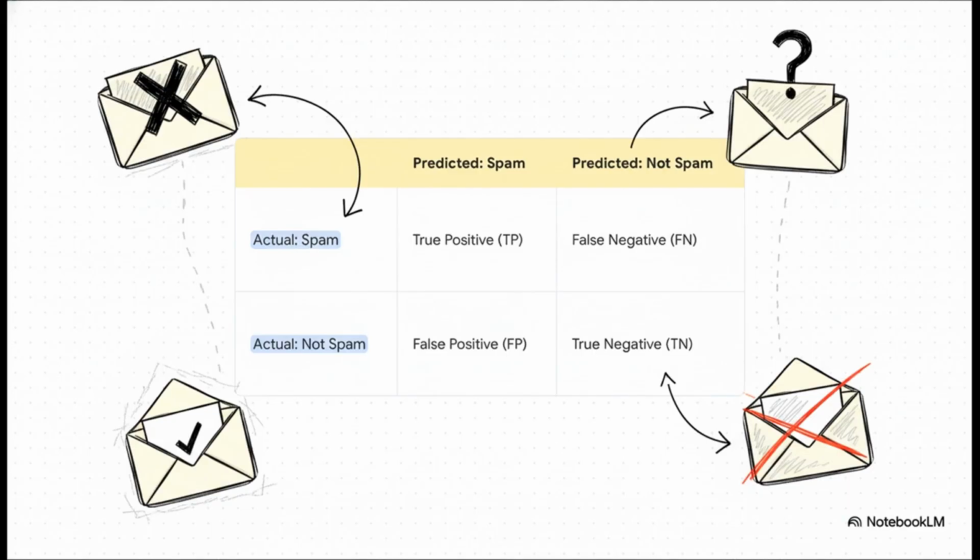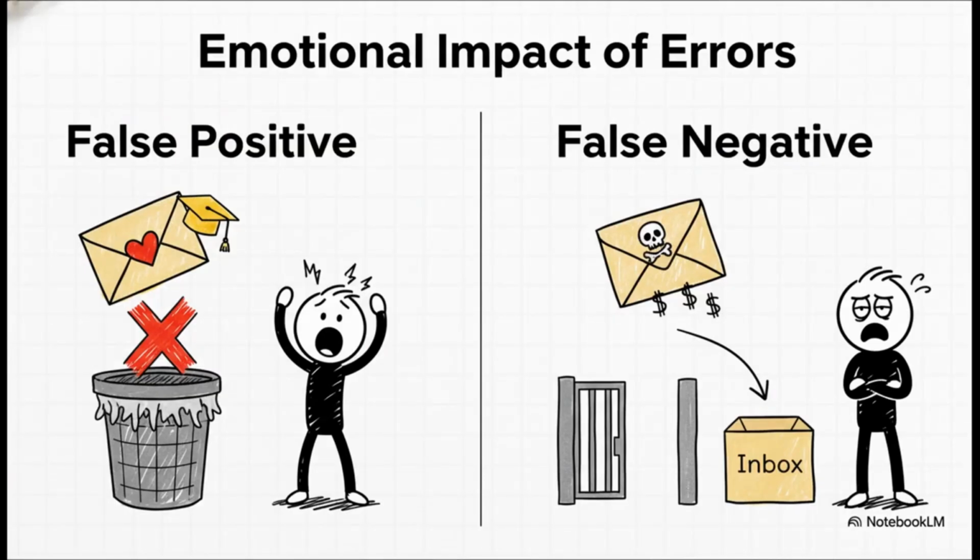The other two boxes, well, that's where things get messy. And these mistakes are not created equal. A false positive is when our model takes a perfectly good email and throws it in the spam folder. That is a disaster. That could be a job offer or an important note from a loved one. On the other hand, a false negative is when a spam email slips past the filter. Yeah, it's annoying, but it's not the end of the world. So you can see, we have to avoid those false positives like the plague.